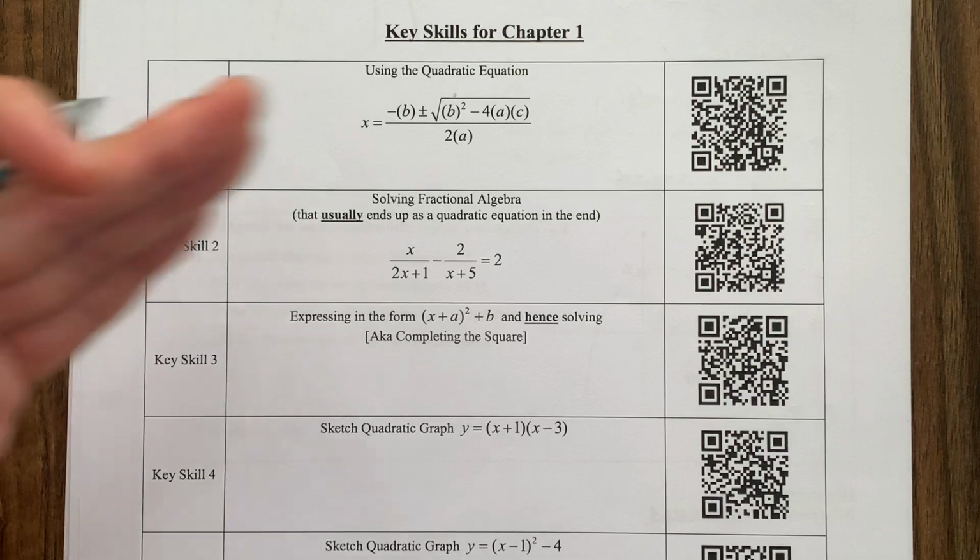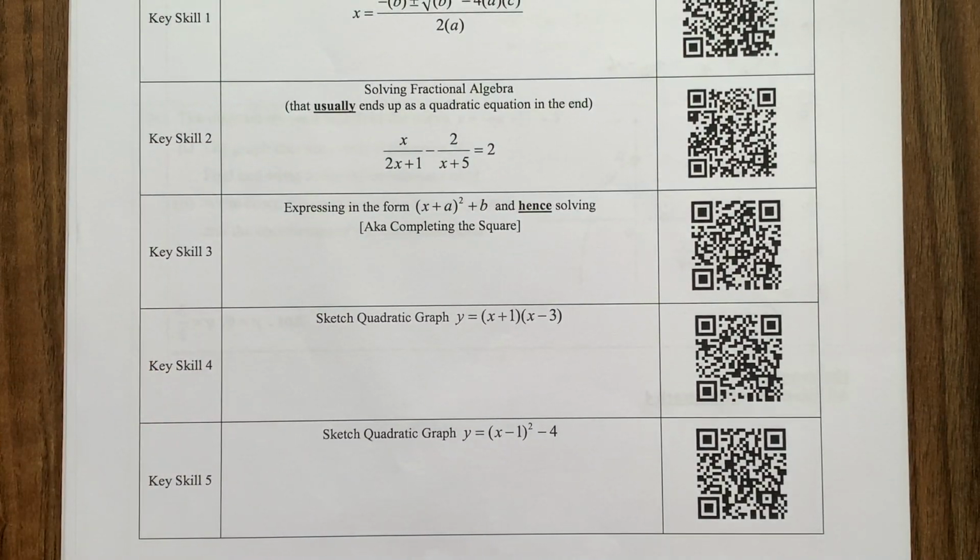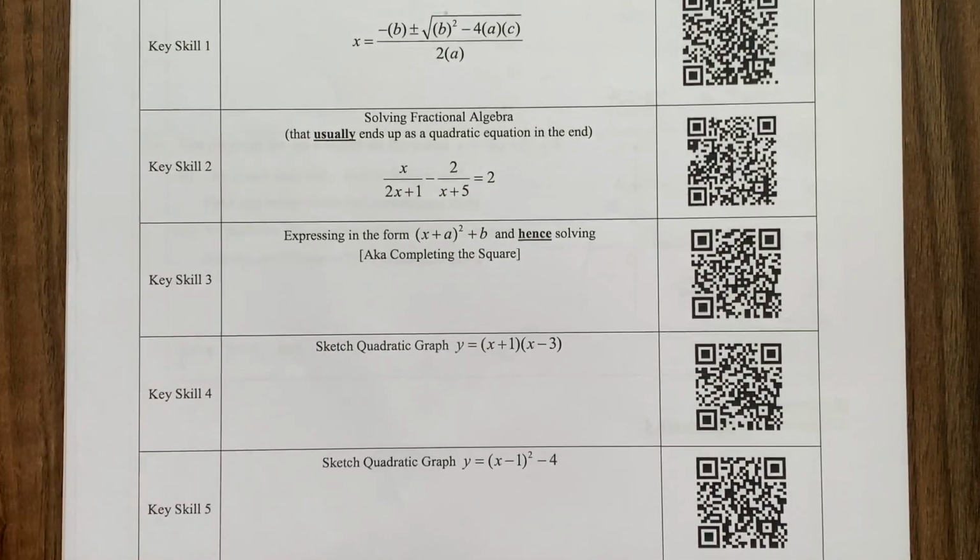Okay, so you see that these 5 things are the most important 5 things that you must know, because these are the absolute core of the chapter. If you need to just learn 5 things, these are the 5 things you learn, and all the QR codes are there. That's already in the notes in the front.